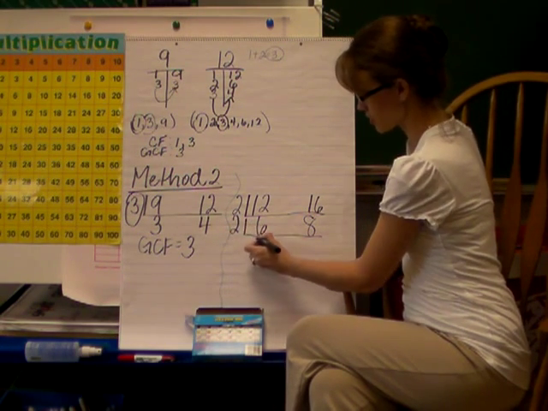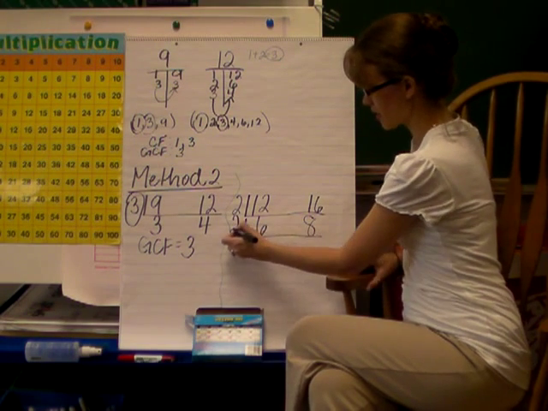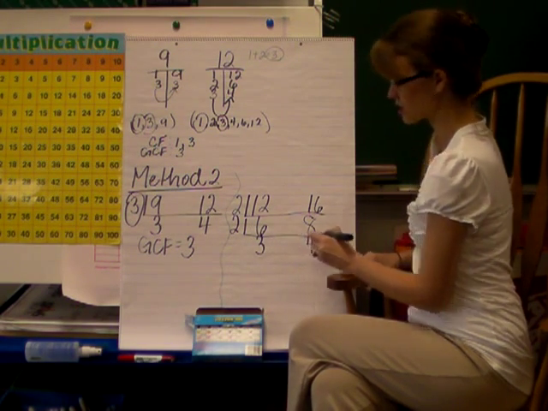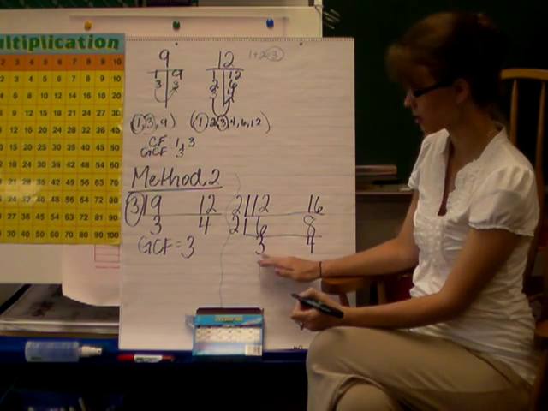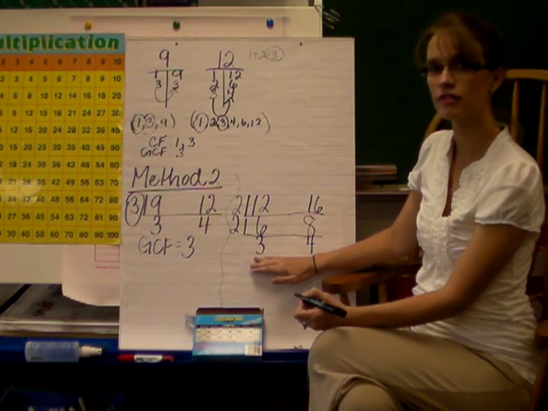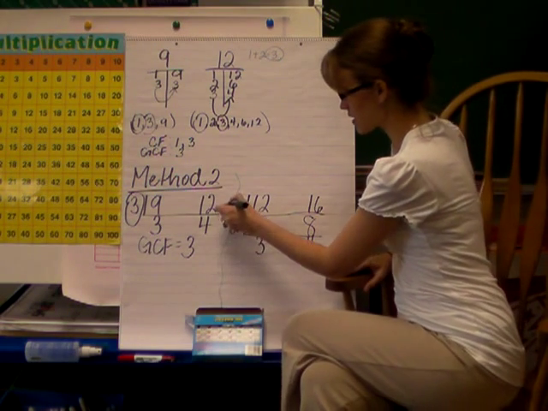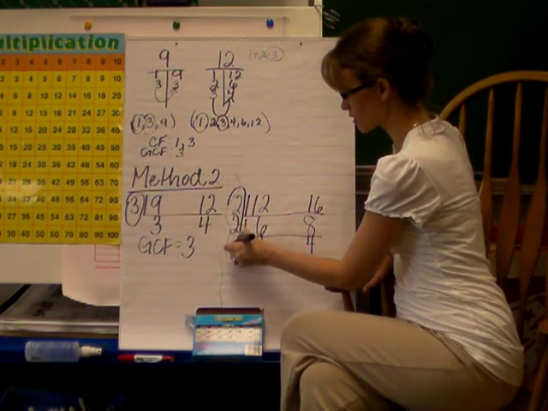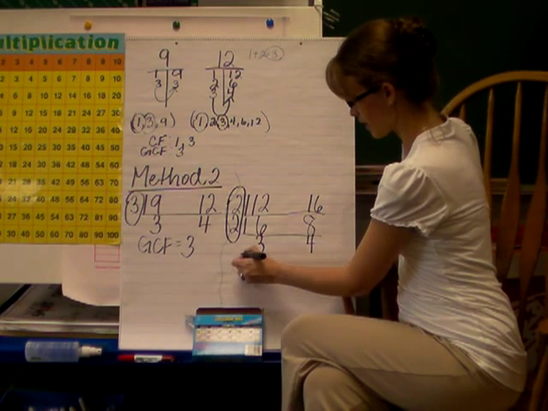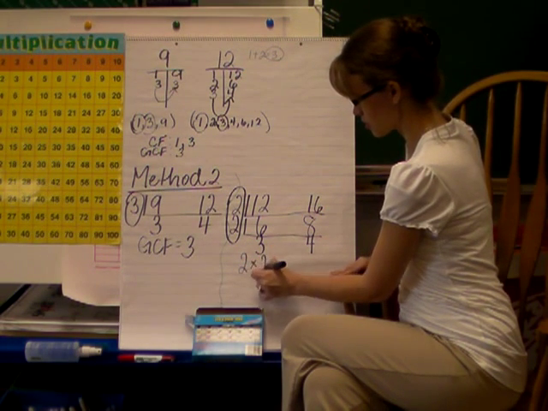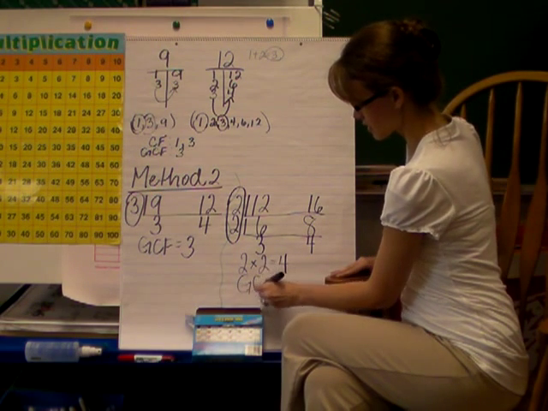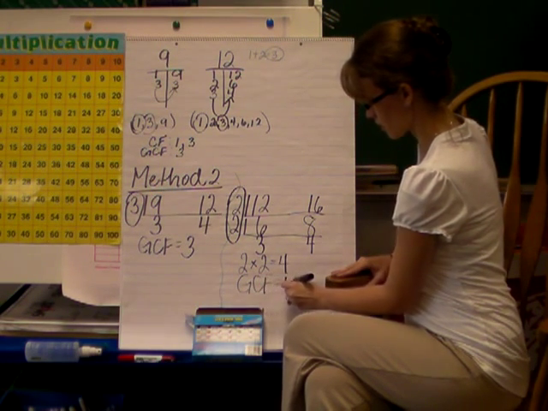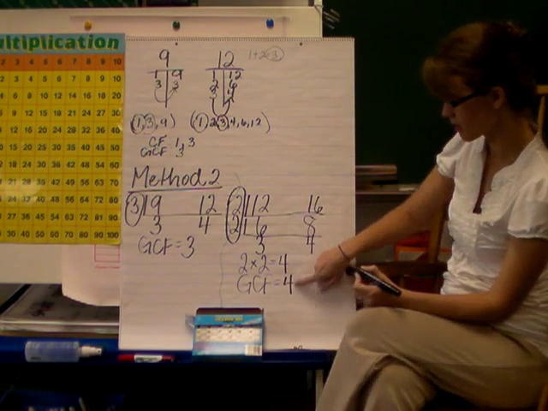6 divided by 2 is 3. 8 divided by 2 is 4. I'll look again to see if they have any common factors. The only common factor these have is 1. That tells me I can take anything I have over here and multiply it. 2 times 2 equals 4. Therefore, the greatest common factor of 12 and 16 equals 4.